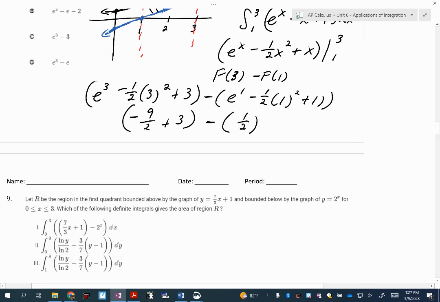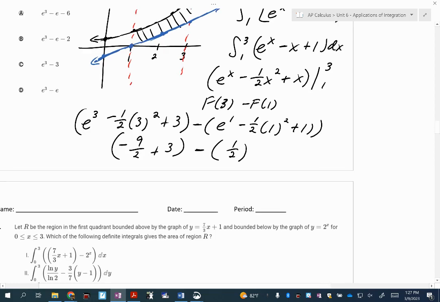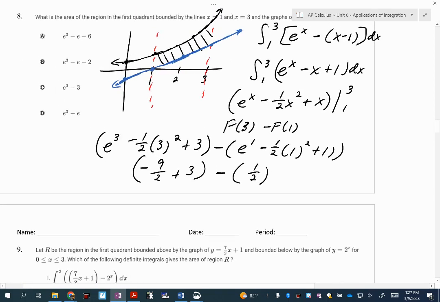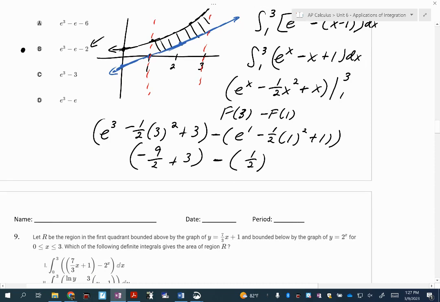So if I do negative 9/2 minus 1/2, that's negative 10/2, which is negative 5, and negative 5 plus 3 is a negative 2, my bad. So I'm thinking it's going to be B because I see that negative 2. Let's see what other things I have. I have e cubed and I have e. So yes, my answer is going to be e cubed minus e minus 2, so letter B.